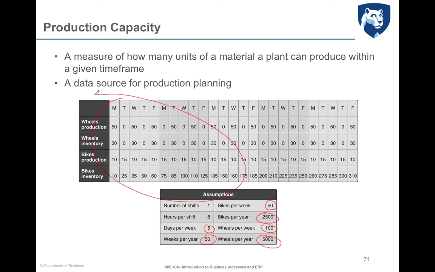This is an example of a production plan, so Monday, Tuesday, Wednesday, Thursday, Friday, Monday, Tuesday, and so on. So how many wheels and bikes can be realized each day according to this production capacity. So 50 bikes per week maximum and 100 wheels per week maximum.